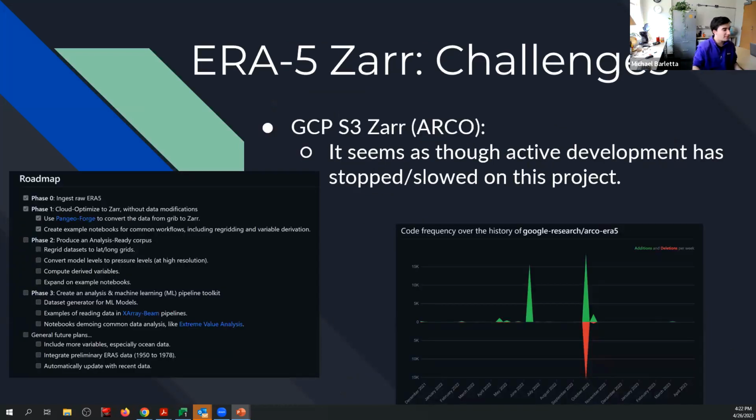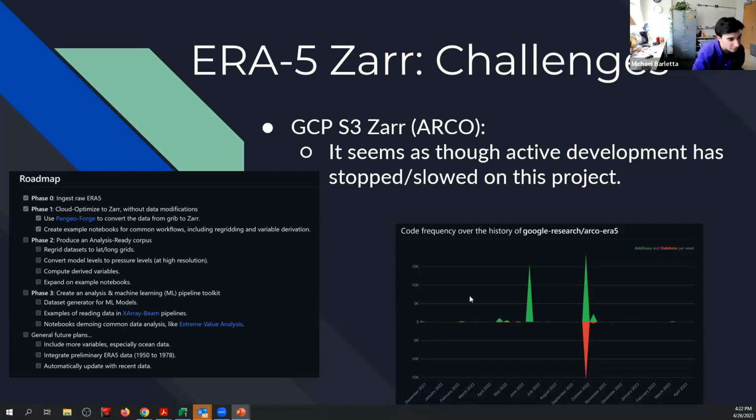Another challenge that we've seemed to face with this Google Cloud protocol is, on the left here, we see this roadmap. They're through phase 0 and phase 1, as we are able to see with the check marks. But we are not yet in phase 2, where they plan to regrid the data set into latitude longitude coordinates and convert things to pressure levels.